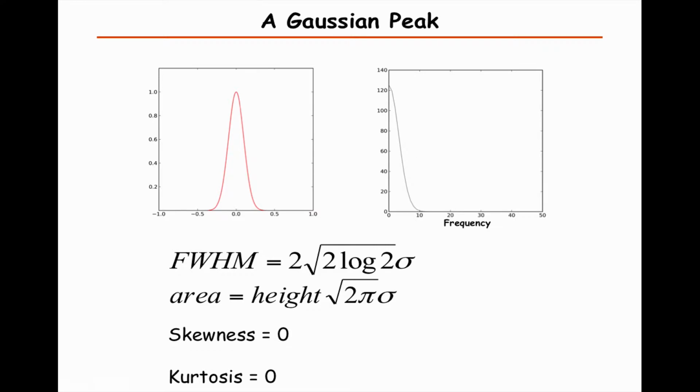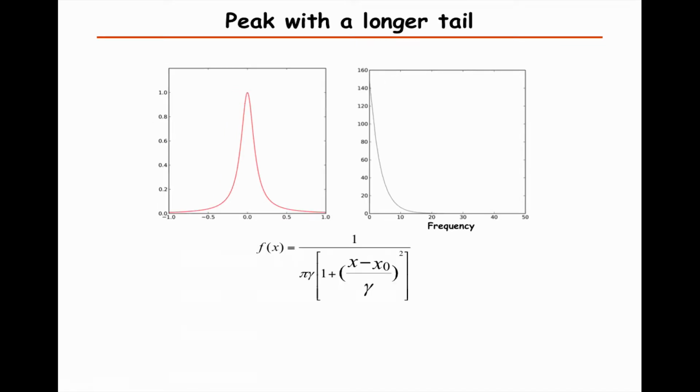We can then relate the full width at half maximum to the standard deviation. The area is related to the height and the standard deviation, and so on. It's symmetrical, so there's no skewness and also no kurtosis. That's the way. So it's a nicely behaved peak.